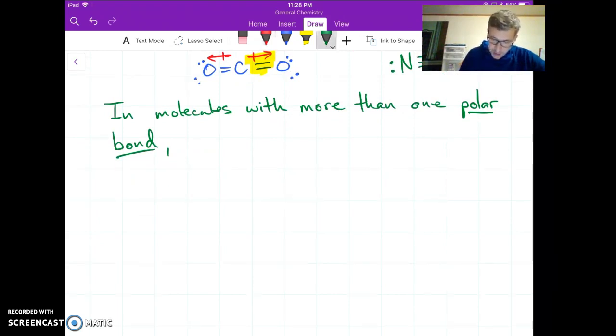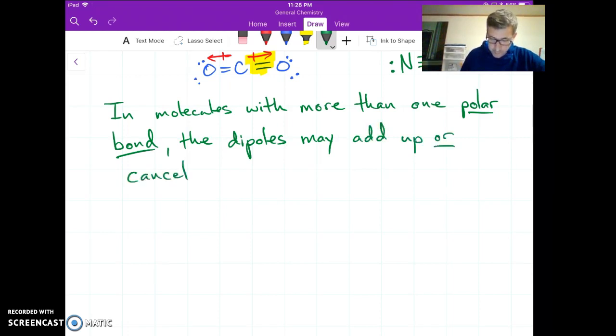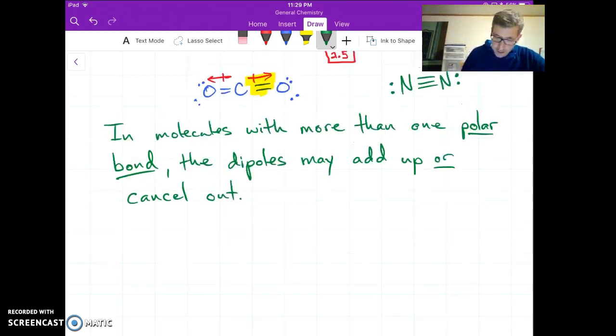But getting back to my statement here, in molecules that have more than one polar bond, like CO2, the dipoles may add up or cancel out. And so, for example, if we look at CO2, I've got two dipoles, and those dipoles are heading in opposite directions. I've got one going east and one going west, or one going to the right and one going to the left.